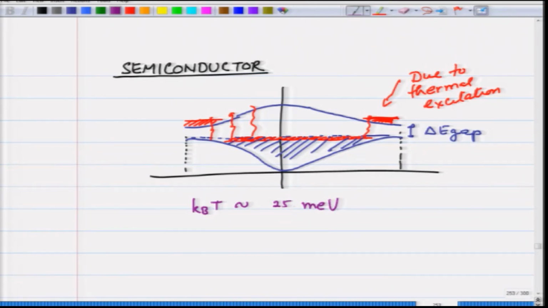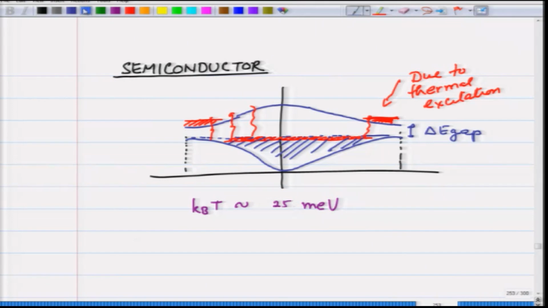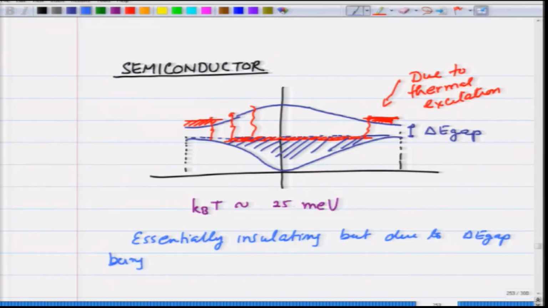meV. So, this band gap has to be very small, so that these electrons are excited to the upper band, and in that case I have these electrons which can move in an empty band, and there will be some conduction. That conduction would be temperature dependent. So, these are semiconductors which are essentially insulating, but due to delta E gap being small, have electrons in the upper band, and therefore, that leads to conduction.